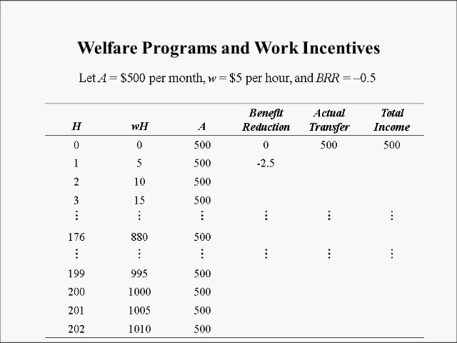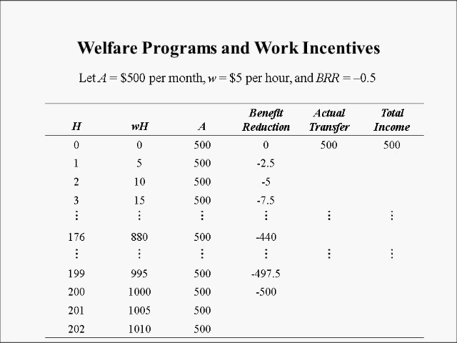Now, if your earnings are $10 per month, your benefit check would be reduced by $5, half the 10. If your earnings for the month were $15, your benefit check would be reduced by $7.50. If your earnings are $880 for the month, half that's $440, so your benefit would be reduced by $440. If your earnings are $995 for the month, half of $995 is $497.50, then your benefit would be reduced to $2.50. If your earnings are $1,000, then your benefit is reduced by $500.